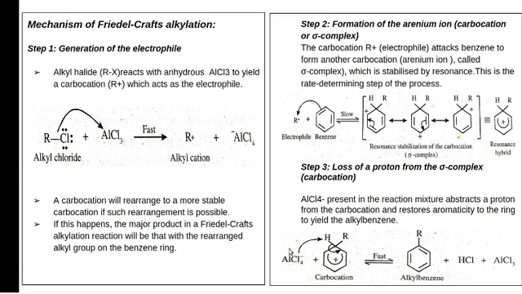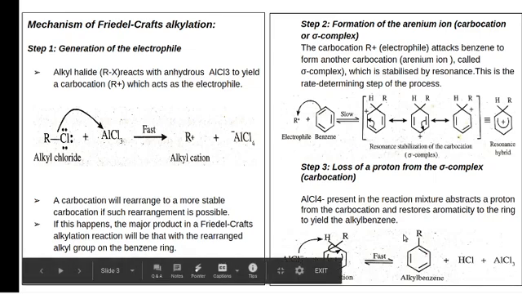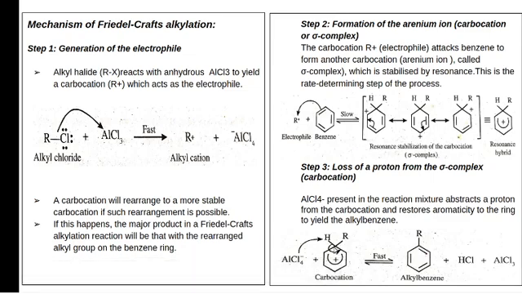That means this AlCl4 minus abstracts a proton, means H plus ion will be taken up by this AlCl4 minus, producing HCl and AlCl3. Then the electron pair of this bond will shift to this C-C bond, restoring the aromaticity of the ring, and the final product will be alkyl substituted benzene. This is the mechanism for Friedel-Crafts alkylation. Here the electrophile is carbocation, alkyl cation.